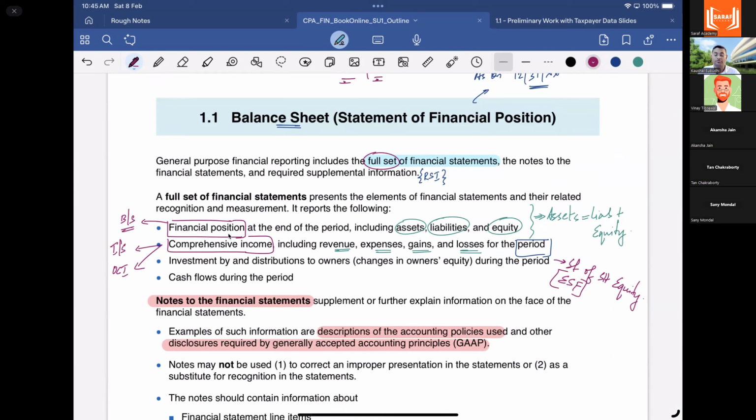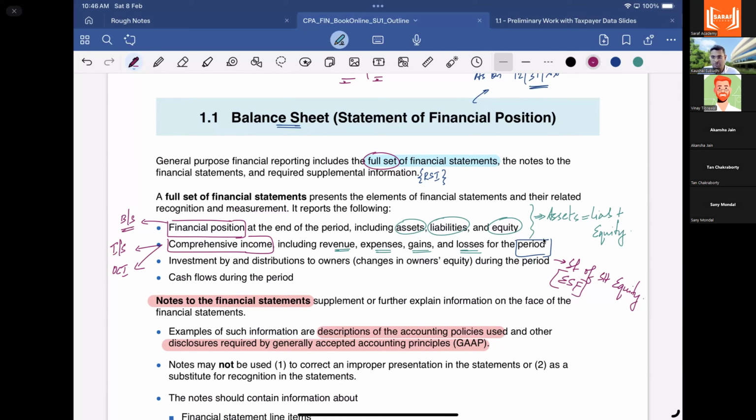Then you have your comprehensive income as well. Comprehensive income is comprising of what? It includes your income statements and your other comprehensive income, ठीक है ना. So income statement भी है, other comprehensive income भी है. और income statement में क्या usually आता है, you have your revenue, you have your expenses, gains and losses.